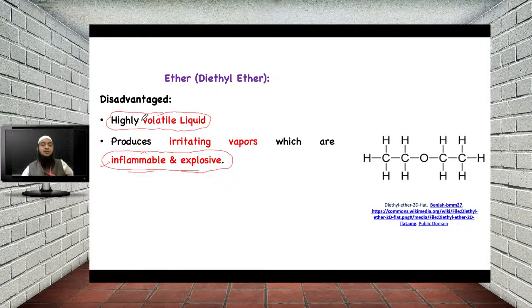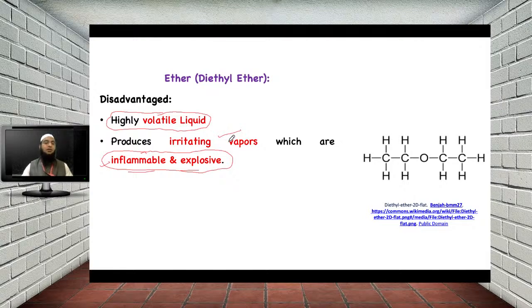The second thing is that it is highly irritating, and any liquid which is irritating in nature produces more secretion in the body. Anything irritating to your nasal cavity, first you start sneezing. If it is irritating in your mouth, it will increase the secretion of saliva. So there will be more mucus as well as salivary secretion. This happens due to the irritating property of ether.